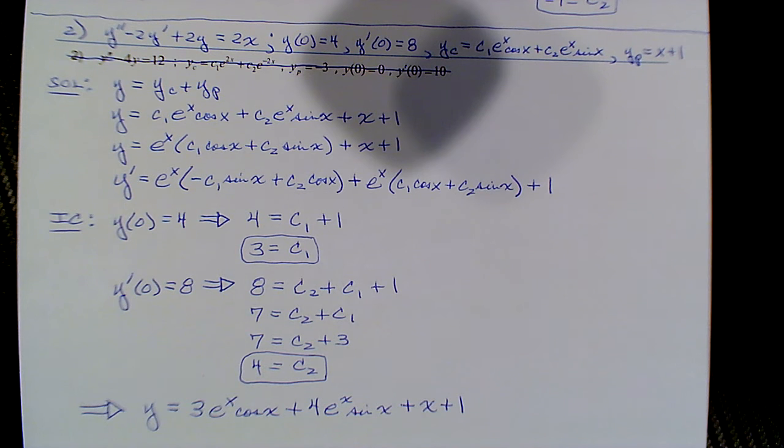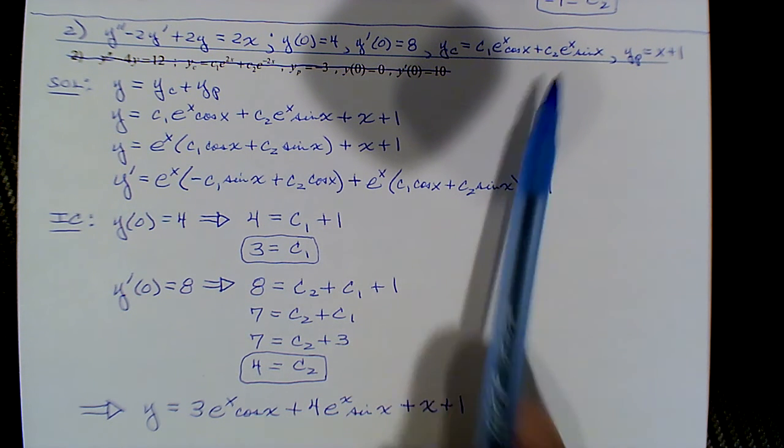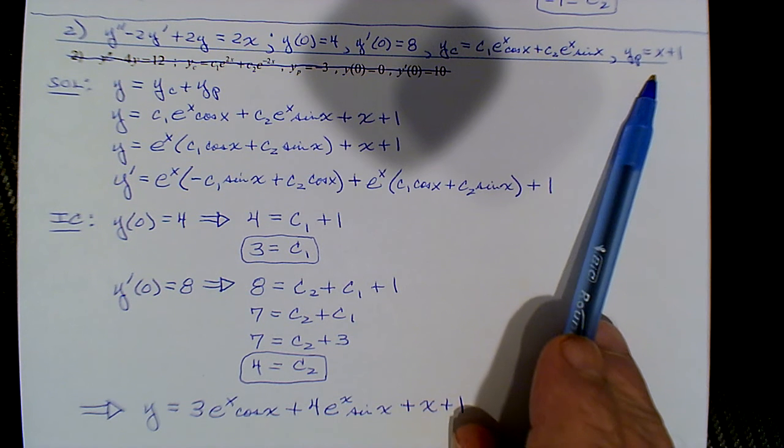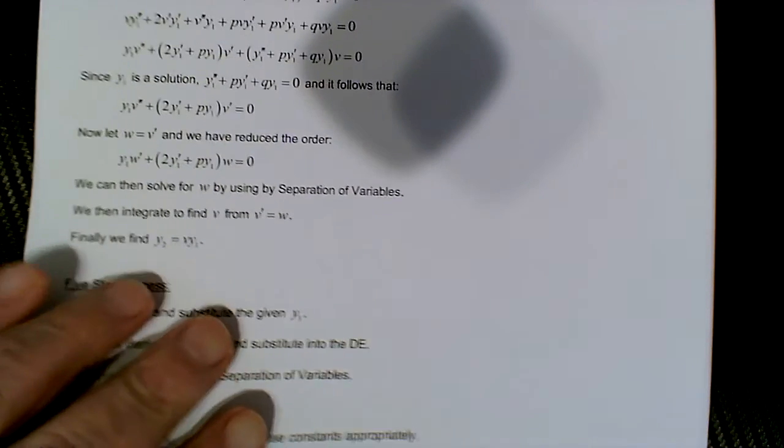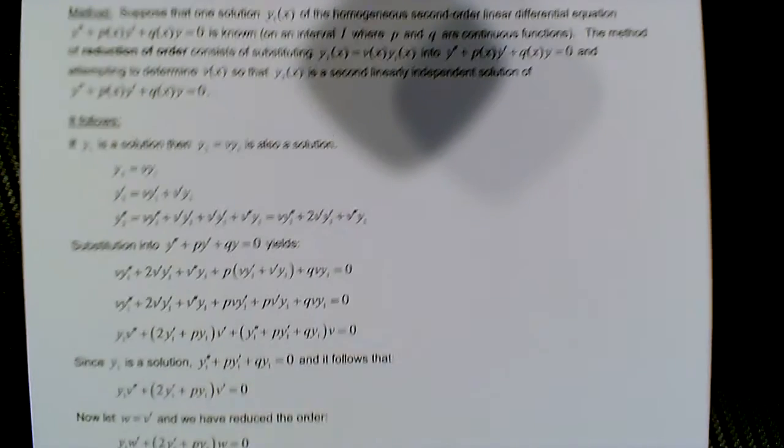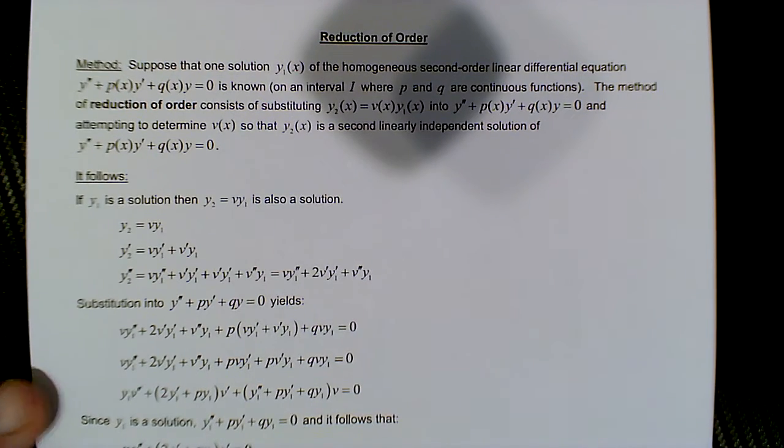Last time we looked at solving initial value problems when given the complementary and particular solutions. So now we look at a special method, which is referred to as reduction of order. And the first page is the theory and the method explained.